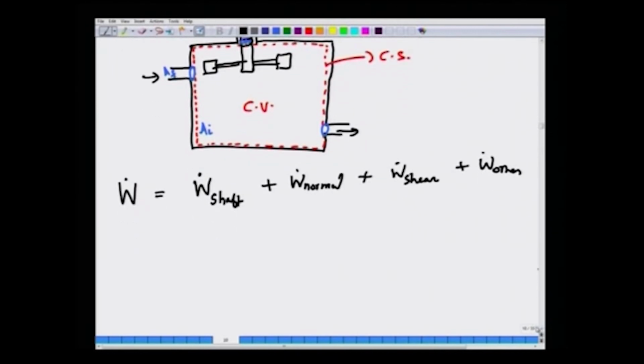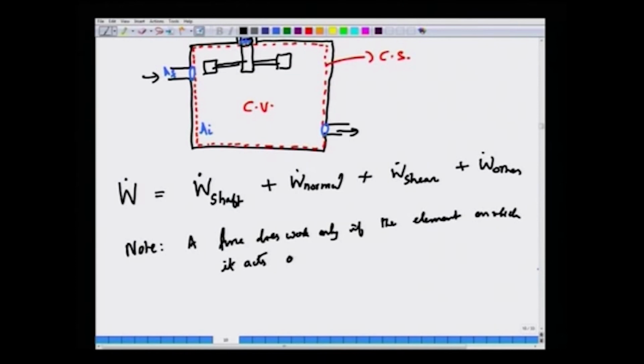Okay. Now, remember one important fact is that a force does work only if the element on which it acts moves in the direction of force. Displaces in the line of action of force.